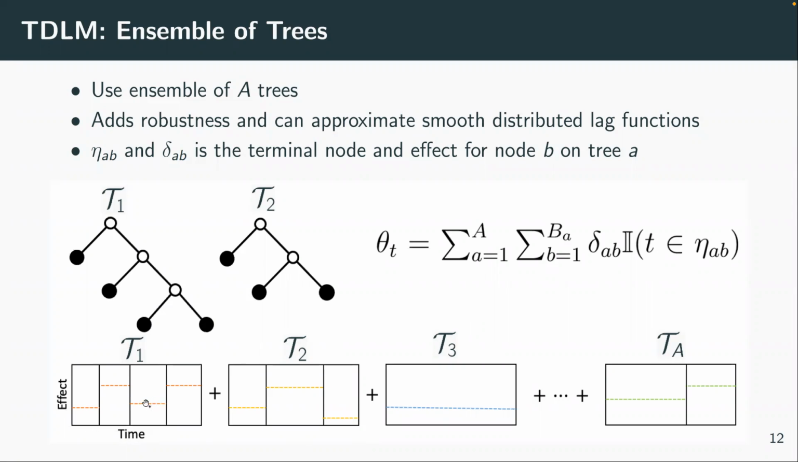And to get the overall distributed lag effect, we're just summing across trees. So the theta 1 would be this number plus this number plus this number plus this number. We're just adding across. Right. And so all of these trees, again, just learned their structure and those effects from the data.